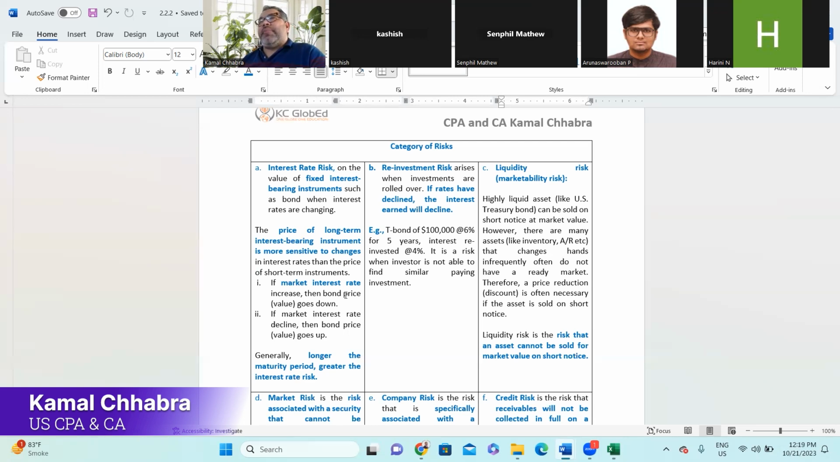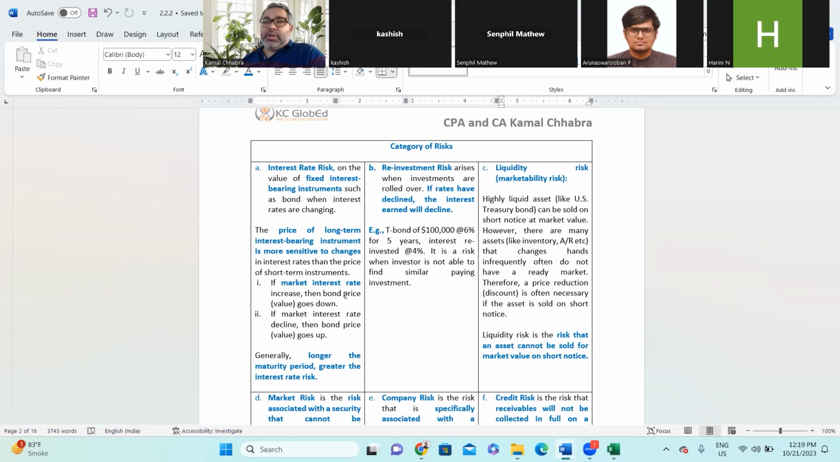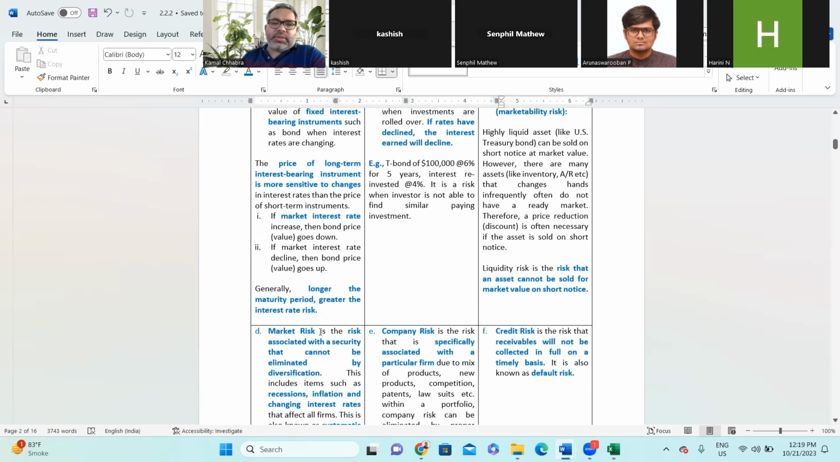On the other hand, you may have borrowing. Today the interest rate is less, but tomorrow it is possible that the bank may increase the interest rate. So that is called interest rate risk. That means on account of change in rate of interest, the financials, cash inflows and cash outflows of the organization may be impacted, right? So interest rate risk affects the value of fixed interest bearing instruments such as bonds when interest rates are changing. The price of long-term interest bearing instruments is more sensitive to change in the interest rate than the price of short-term instruments. So this is very important.